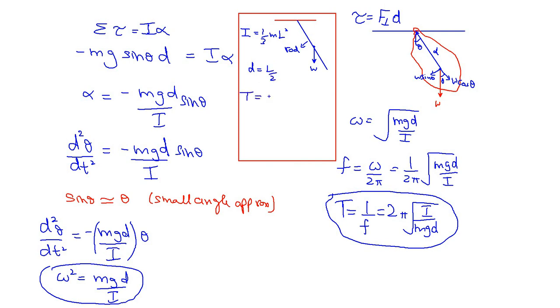So the time period, when you plug that in, is 1 over 3 ml squared, divided by mg L by 2. The mass cancels out, one of the L's cancels out, and you get 2 pi times the square root of 2 by 3 L over g. So that's the time period of a thin rod hanging from one of its ends.